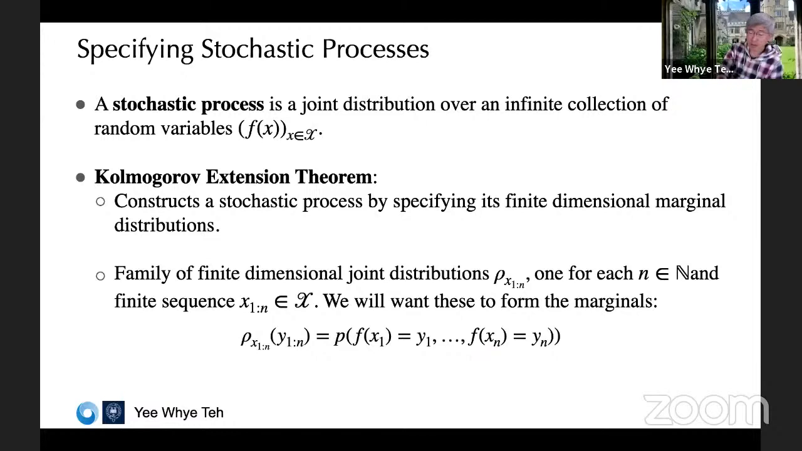Right, so of course, not all families of finite dimensional joint distributions are marginals of a stochastic process, okay? And it turns out that there are two properties that you need for such a family of finite dimensional joint distributions to be marginals of some stochastic process. And what the Kolmogorov extension theorem says is that if both of these properties, exchangeability and consistency, hold for our family, then there is some stochastic process whose marginals are given by these joint distributions.